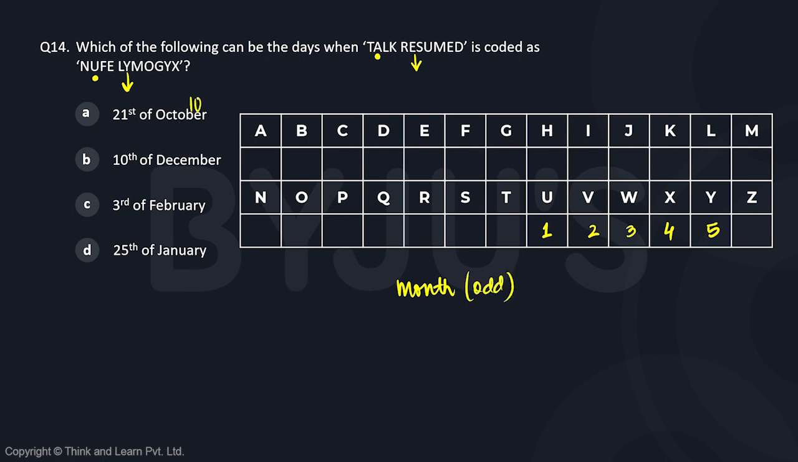October is the 10th month, so A option cannot be the answer. December is 12th, it cannot be the answer. February is 2nd, C cannot be our answer. So the only option that we are left with is D.